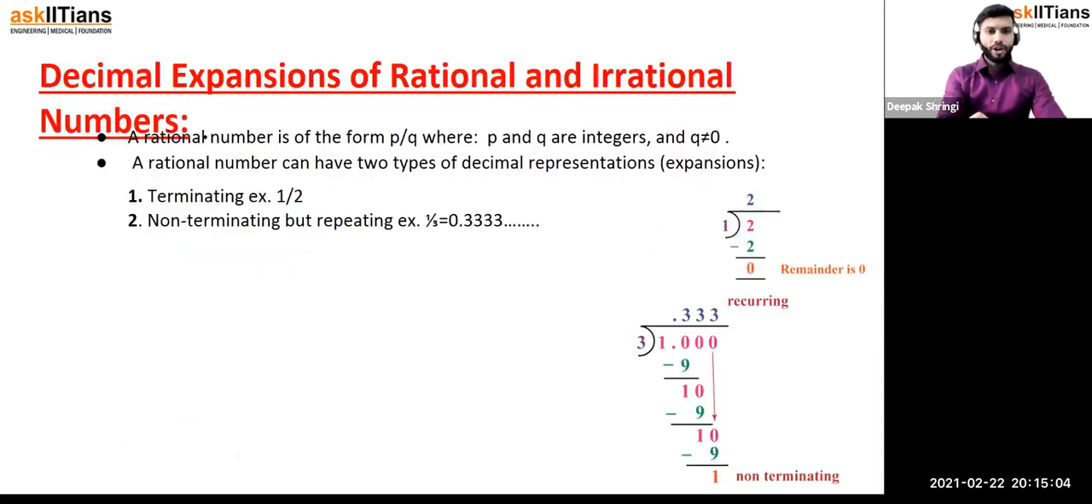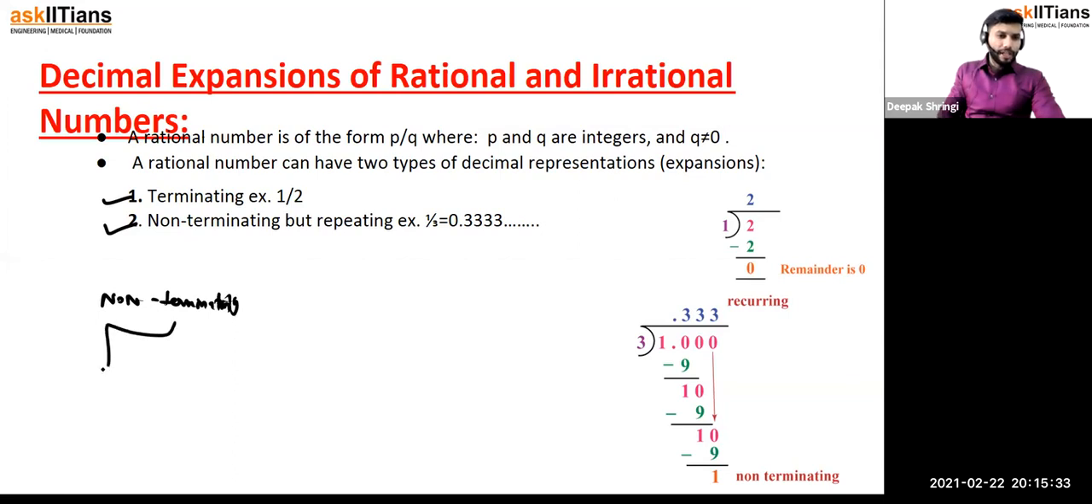So decimal expansion of rational and irrational numbers, guys. Okay, so देखो अब decimal expansion की जब आप बात कर रहे हो, whether talking about irrational or rational, so first of all डेसिमल एक्सपेंशन कितने टाइप के होते हैं, we need to understand that, right? देखो दो तरह के होते हैं, एक होता है टर्मिनेटिंग और नॉन टर्मिनेटिंग डेसिमल एक्सपेंशन. नॉन टर्मिनेटिंग is also of two types. आई एक्सप्लेन टू यू, डोंट वरी.